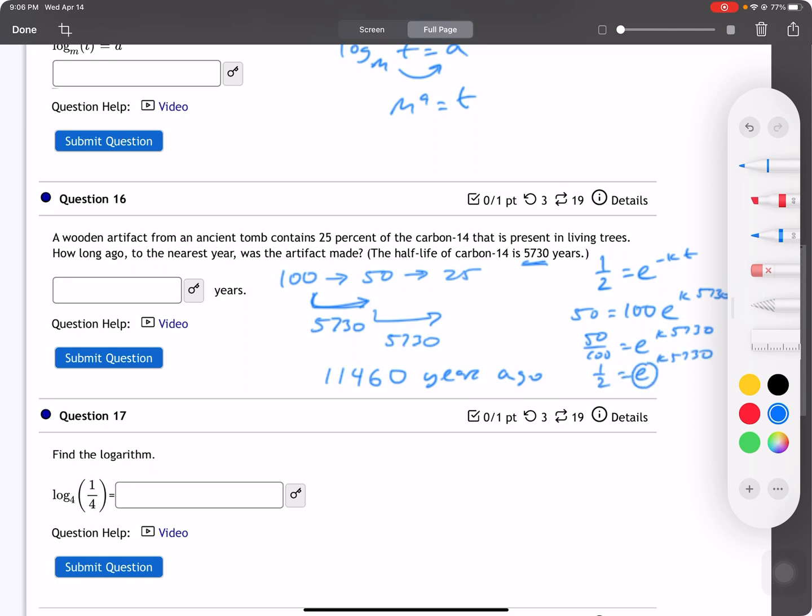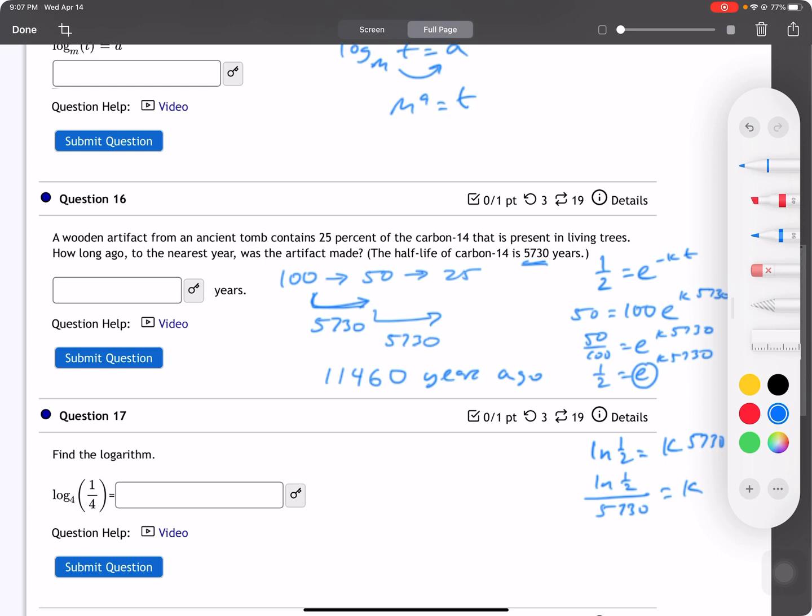We're going to get rid of the e by taking the natural log. So ln of 1/2 is equal to k times 5730. You're going to divide both sides by 5730. So it's natural log of 1/2, calculator first, then divide that by 5730, and you end up with this k value. This k value should be negative.